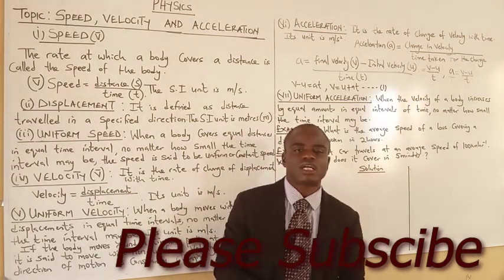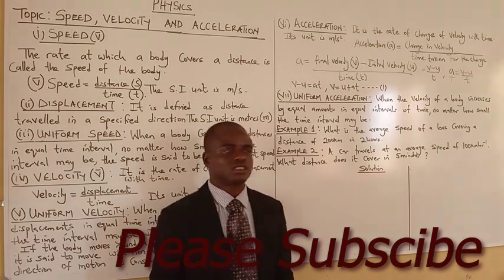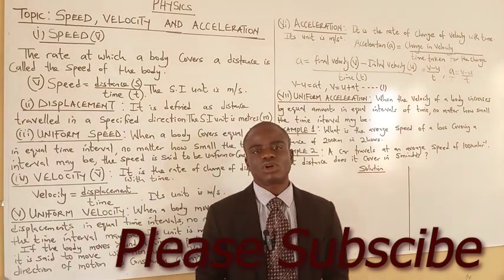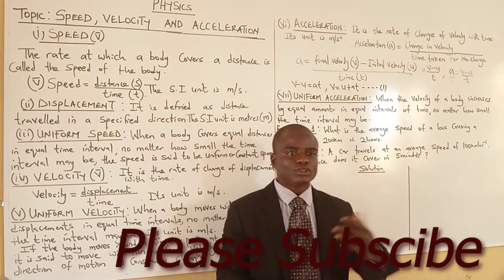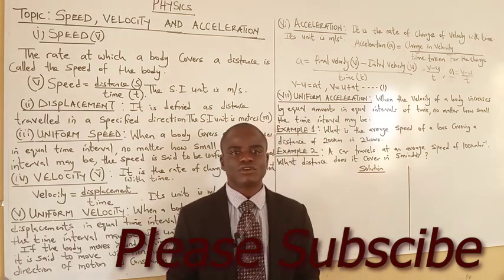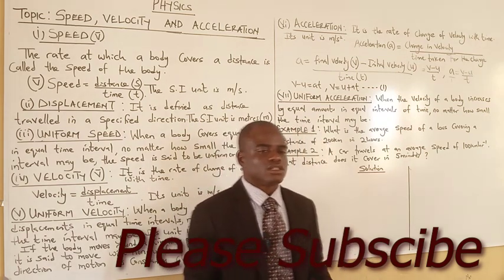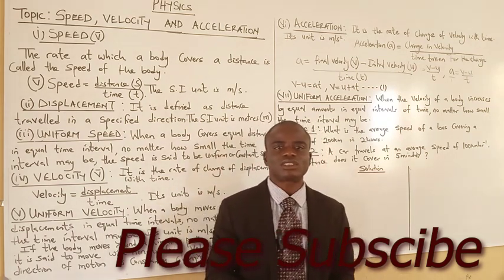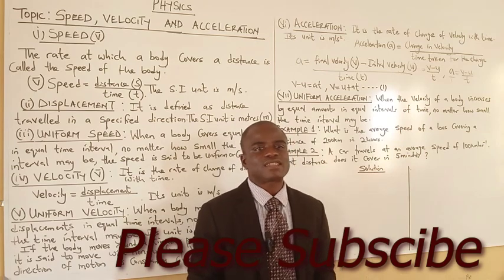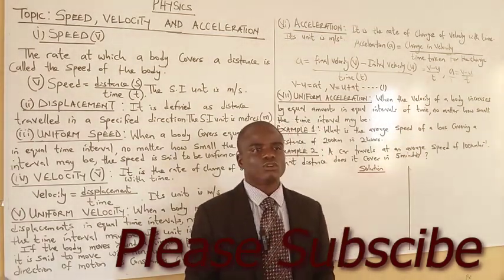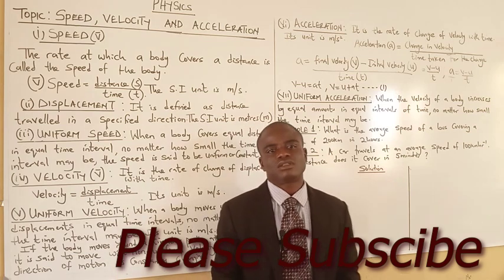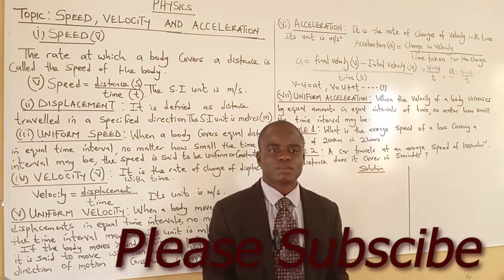Speed is the rate at which a body covers a distance. That's what is called the speed of the body. When you are talking about rate, time is involved. That means that speed equals distance over time. The SI unit of speed is meter per second. Don't forget that speed is a scalar quantity.